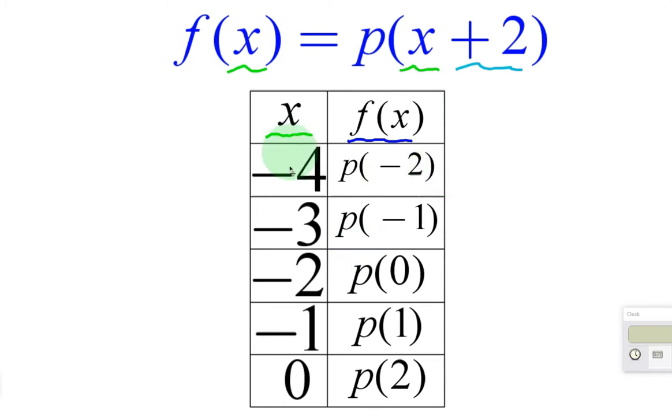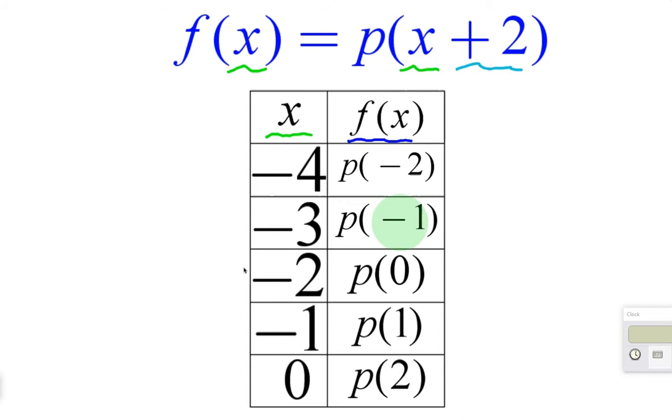You've taken your original x values and you subtracted 2 from them to compensate for the plus 2 that you have in front of your x. So in other words, the plus 2 minus 2 will cancel and you end up with the original parent y values.